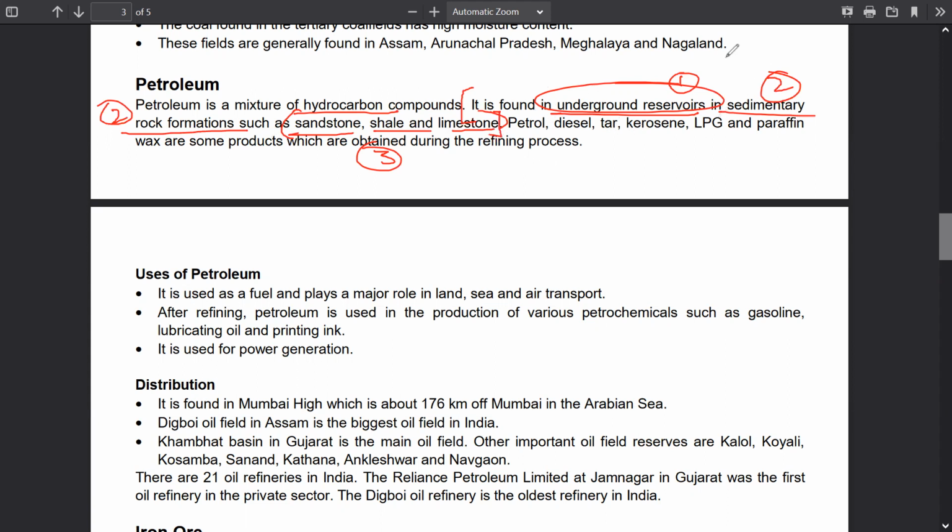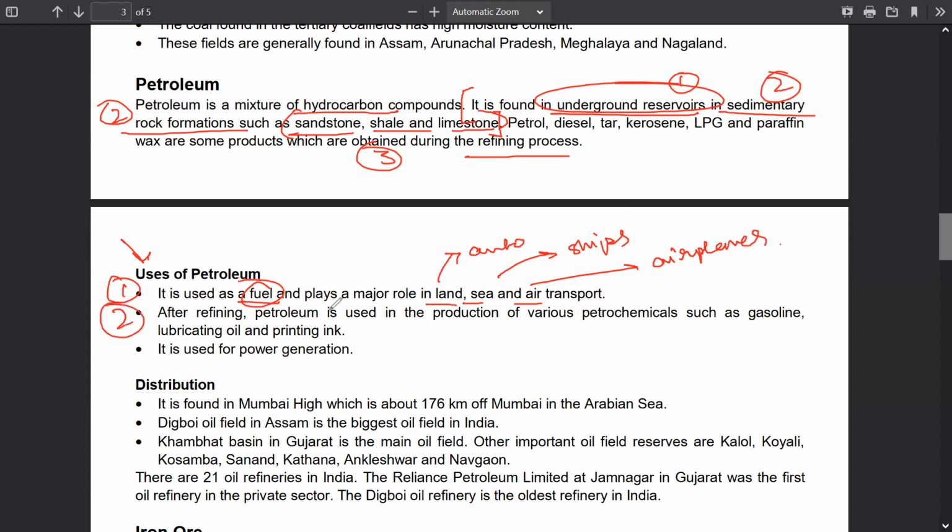Petrol, diesel, tar, kerosene, LPG, and paraffin wax are some products which are obtained during the refining process. Okay, uses of petroleum: it is used as a fuel, as is known, and plays a major role in land, sea, and air transport. In land, you have automobiles, in sea, you have ships, and in air, you have aeroplanes. So this is point 1.